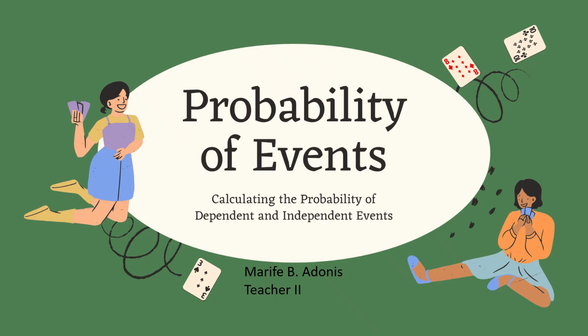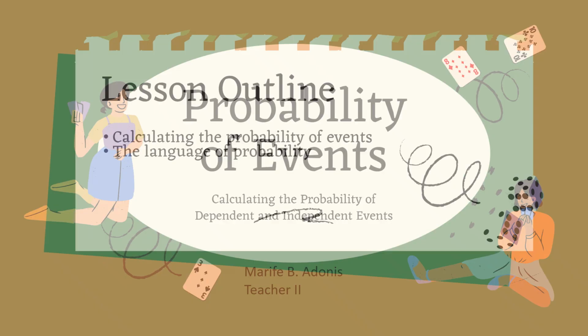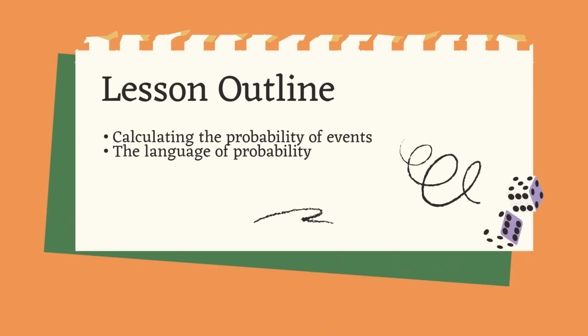Today, we're going to study probability of events. Our objective here is to calculate the probability of dependent and independent events. And this is your teacher, Marife Adonis. This is the outline of the lesson: calculate the probability of events and the language of probability.